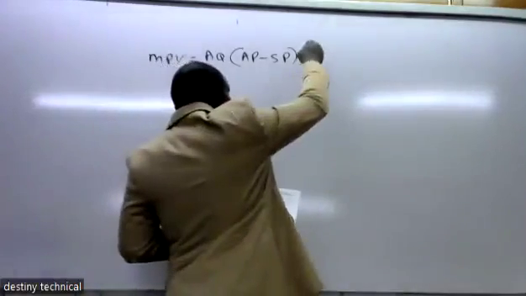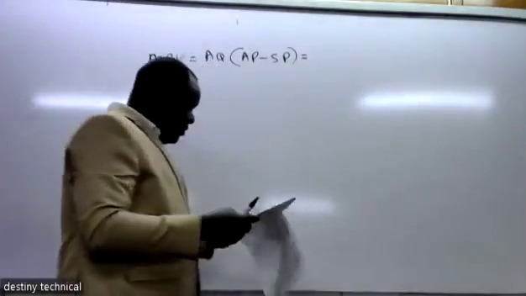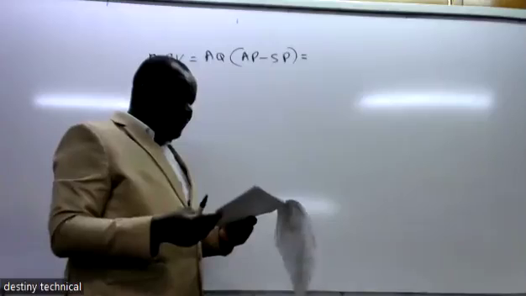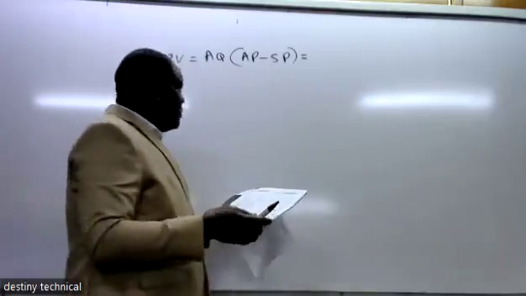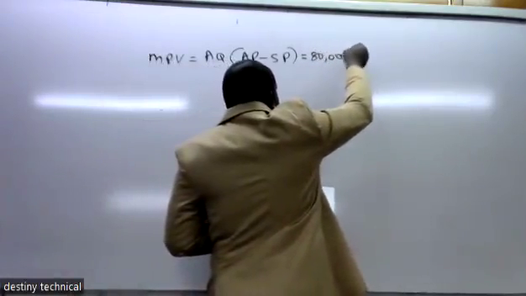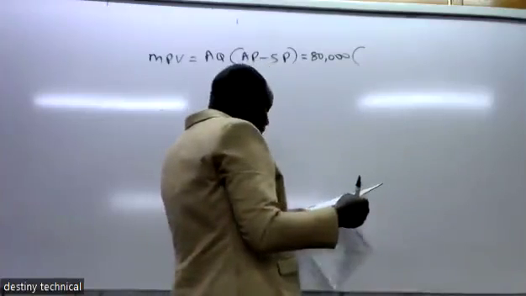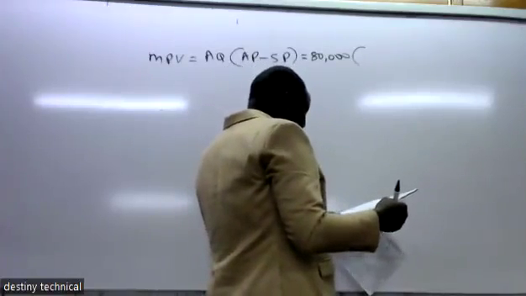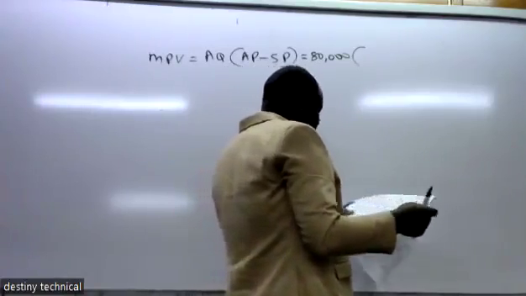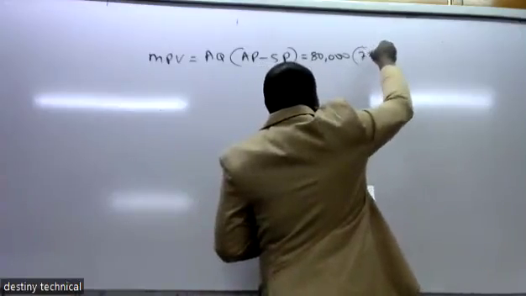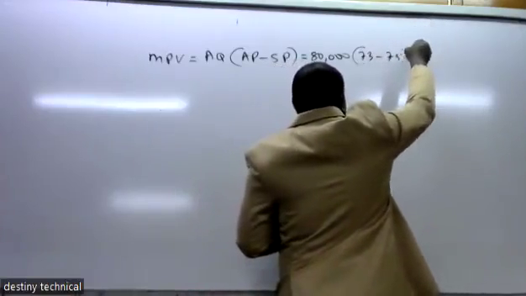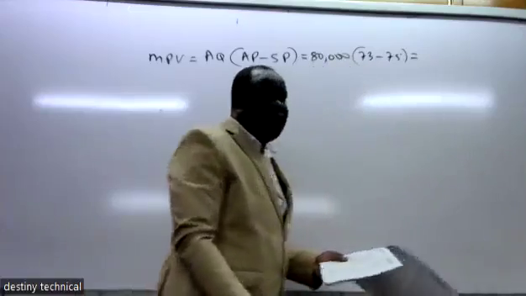Actual quantity is given. The records show that 80,000 units of material were used. That is our actual quantity: 80,000 units. The actual price is 73, because from the material used, that was the actual price. So 73 minus the standard price, which is given as 75.